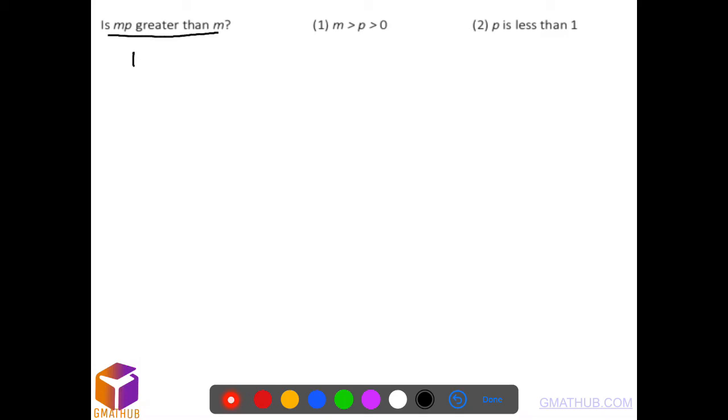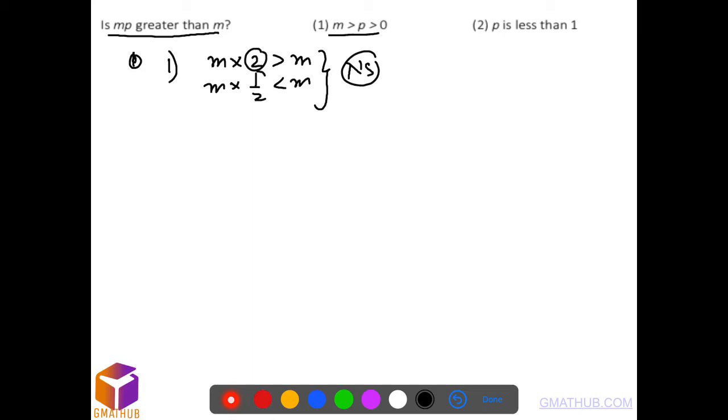Is MP greater than M? So first, M is greater than P is greater than 0. So M into 2 will be bigger than M. M into 1 by 2 will be less than M. Not sufficient. Again, same rule that the positive number can be more than 1, less than 1. Second, P is less than 1. Let's say P is equal to 1 by 2. Now M could be positive, M could be negative also.